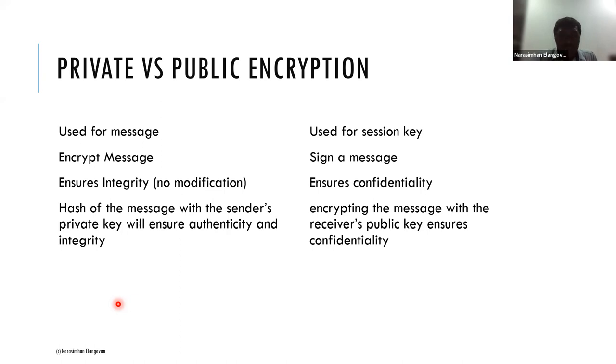I'll give you an example. I am sending a confidential mail, which only you should open. I will encrypt with my private key as well as encrypt it with your public key. Why? Only you can open. And you want to know that only I have sent it. Therefore, I will use that.